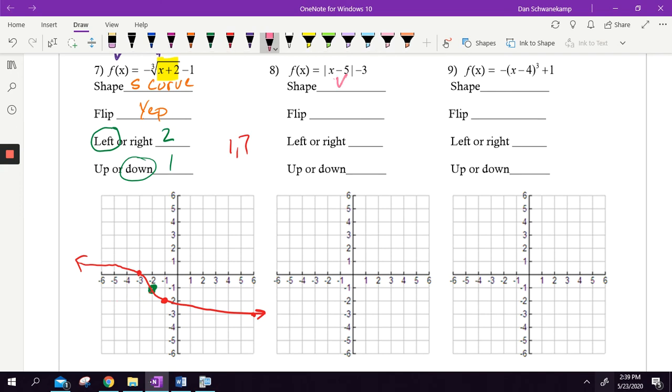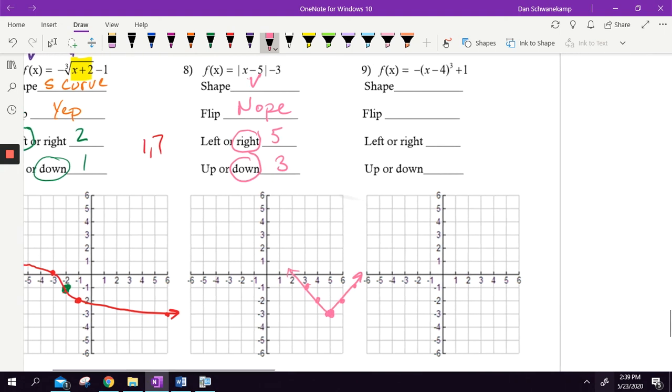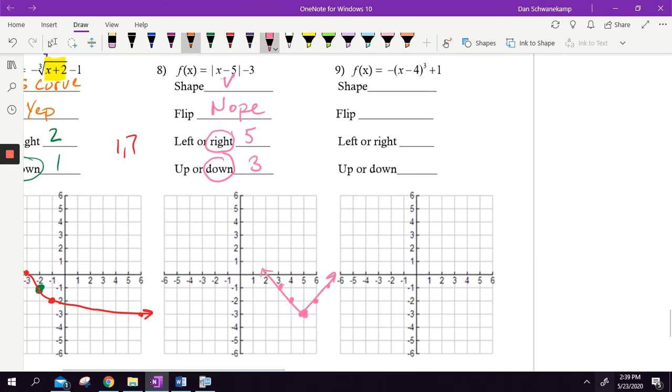Next one. It's a V shape. It's absolute value. Did it flip? Nope, because there's no negative. Did it move left or right? Well, it moved to the right 5, because of the -5 inside the parentheses. The -3 is going to take me down 3. Right 5, down 3. V shape. So my V pattern is up 1 over 1, up 1 over 1. V, V.